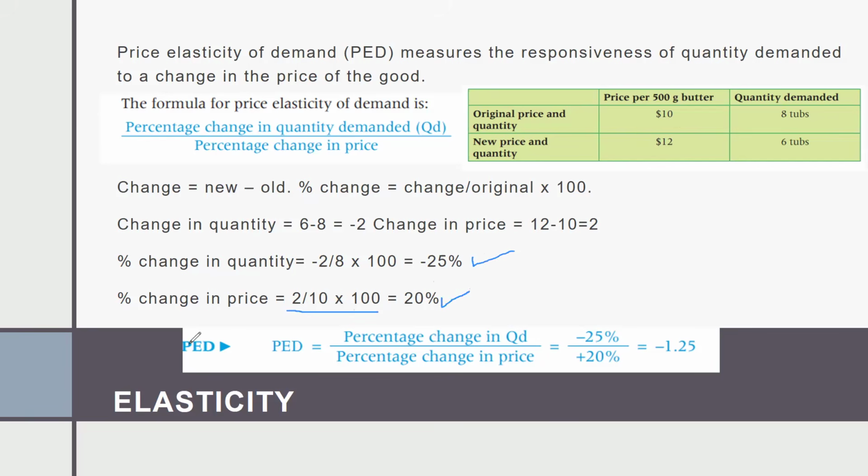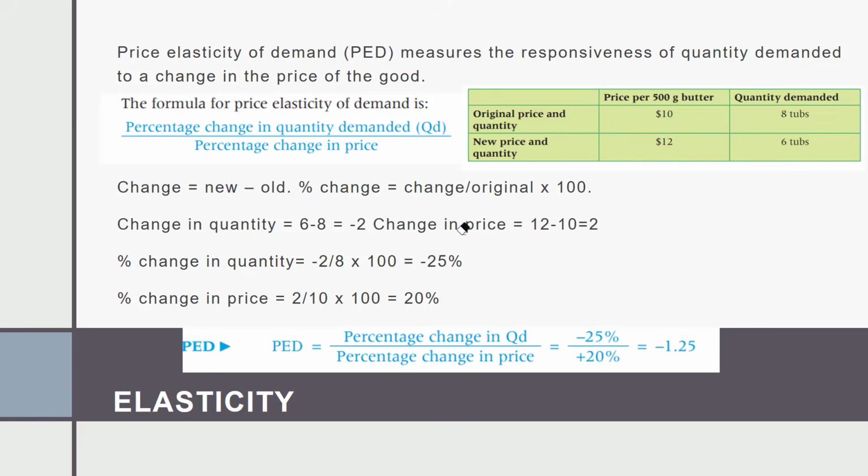Now I can calculate my price elasticity, which is the percentage change in demand divided by the percentage change in price. So negative 25% divided by 20% is equal to negative 1.25. I'm going to do it again.